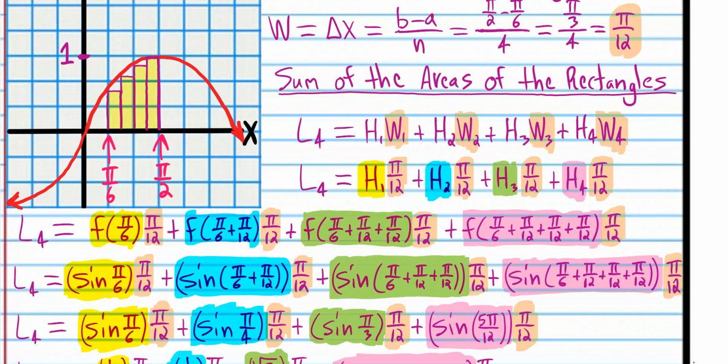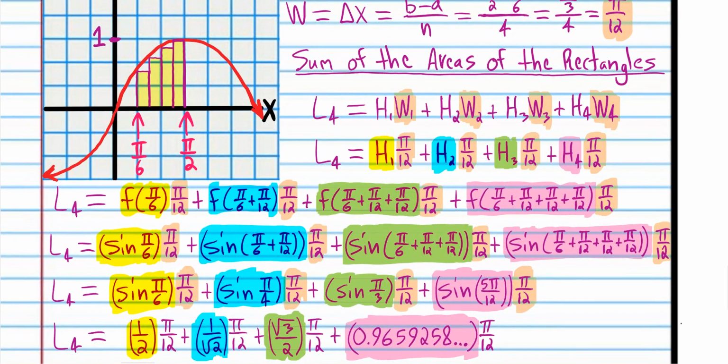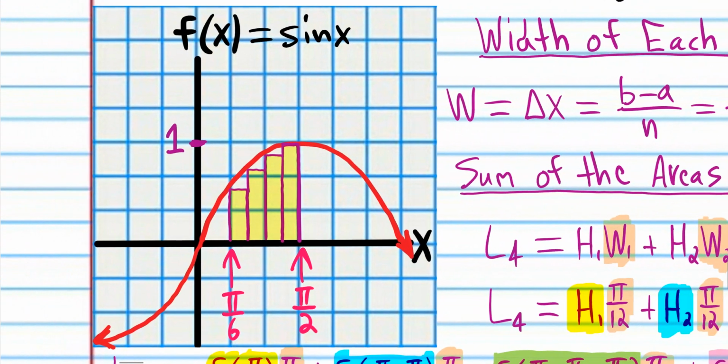So we're calling the area L4. There's 4 rectangles, and we're using left endpoints. So you see we have our pale orange widths that we're multiplying. But the problem is, how do we find the yellow, blue, green, and pink heights? How do we find the heights of the rectangles? This is the part where students have a little trouble understanding.